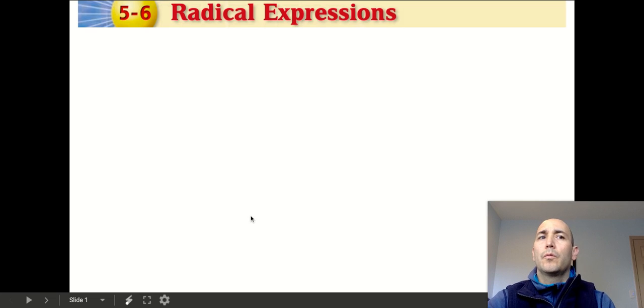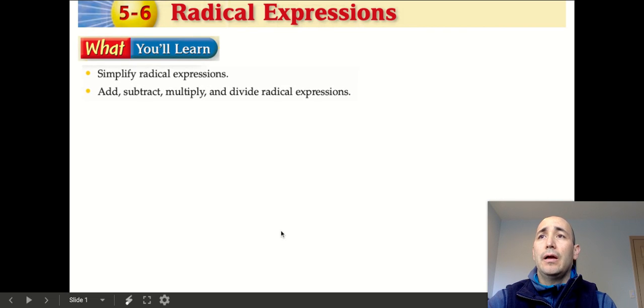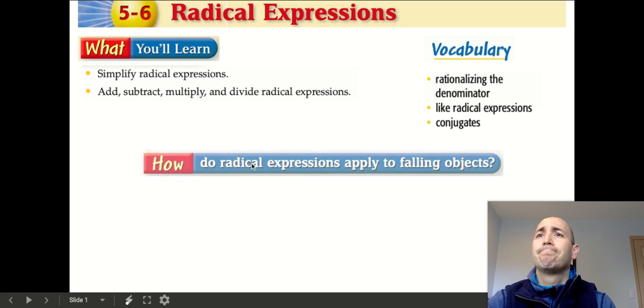All right, so we're going to be working on Chapter 5, Lesson 6, working with radical expressions. What we're going to learn about is how to simplify a radical expression, and how to add, subtract, multiply, and divide radical expressions. Some of the vocabulary to keep in mind is rationalizing the denominator, what are like radical expressions, and what are conjugates.